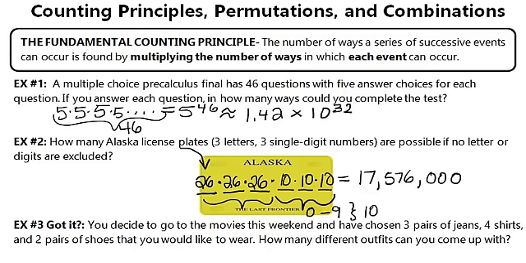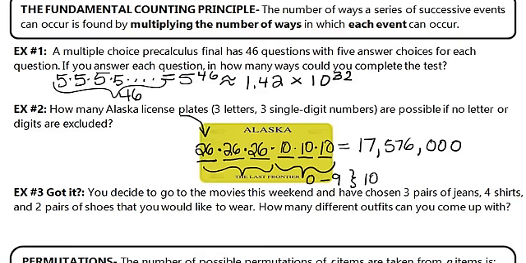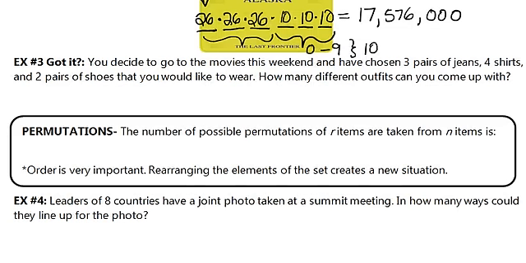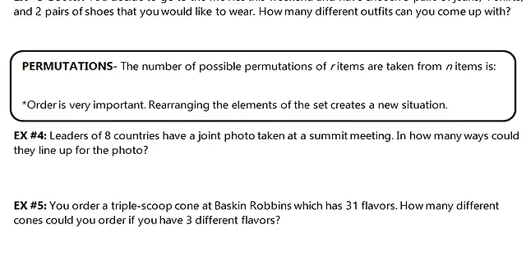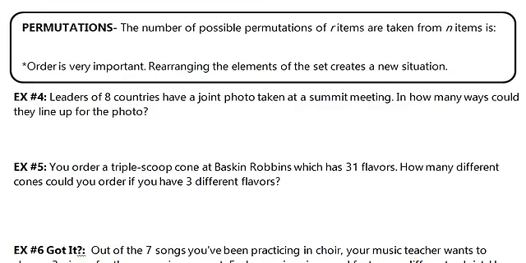I'd like for you to answer the Got It question number 3. You have decided to go to the movies this weekend and have chosen 3 pairs of jeans, 4 shirts, and 2 pairs of shoes that you would like to wear. How many different outfits can you come up with? Using the fundamental counting principle, I'd like for you to solve that to find the answer. Once you've completed the Got It question, let's move on to the definition of a permutation.